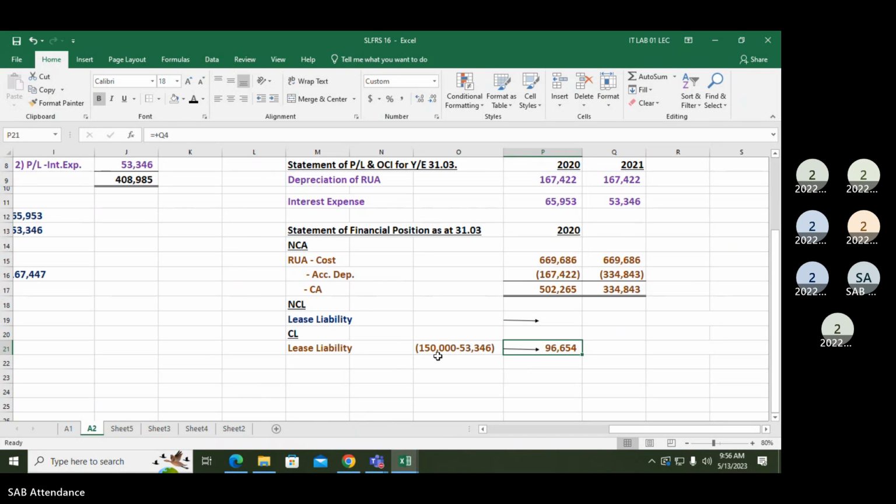Then the non-current portion. Total liability is 355. From that, 96 is current, and the balance is non-current. 355 minus 96, 258.